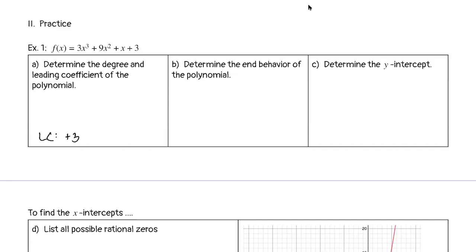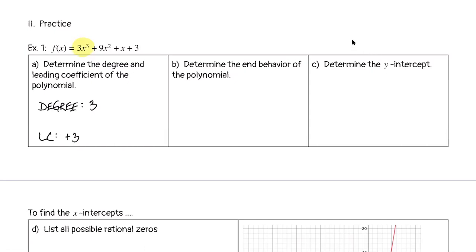And I'm sorry, did you say the degree as well? Oh, yes, the exponent is 3. All right, so we have a degree of 3, and we have a leading coefficient of 3. Okay, so here's our leading term. All right, let's see, what else do we have?